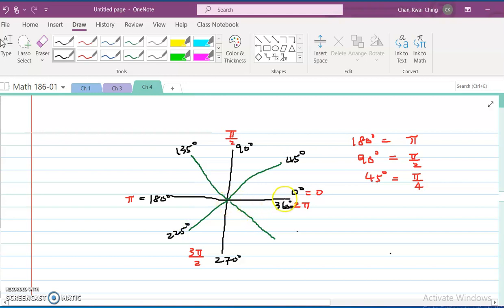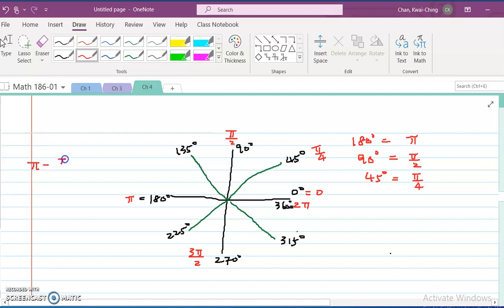And this one is 360 minus 45, which is 315 degrees. But how do I label them in terms of radians? This is pi over 2 and this is 0, so between them will be pi over 4, right? So how do I label 135? I will label it as pi minus pi over 4. So you need to get used to how to do fractions.